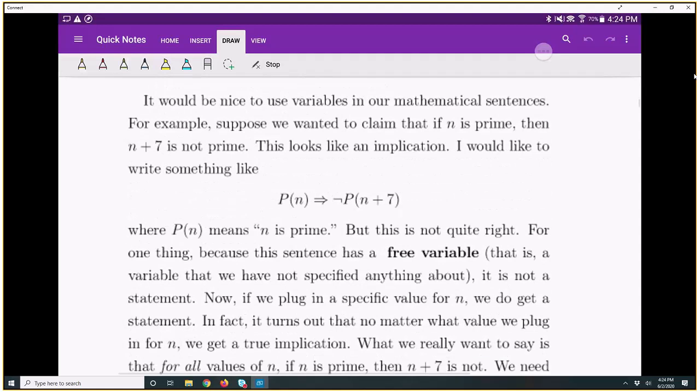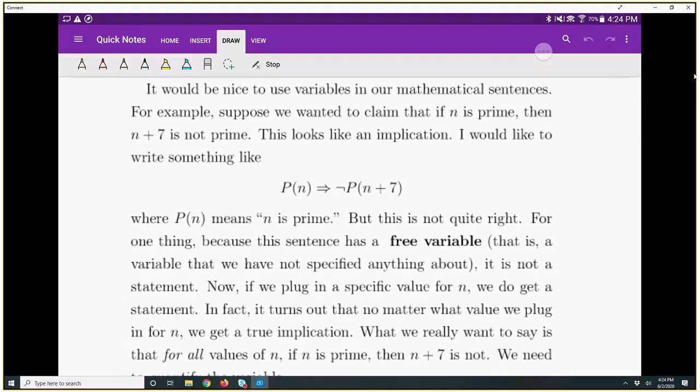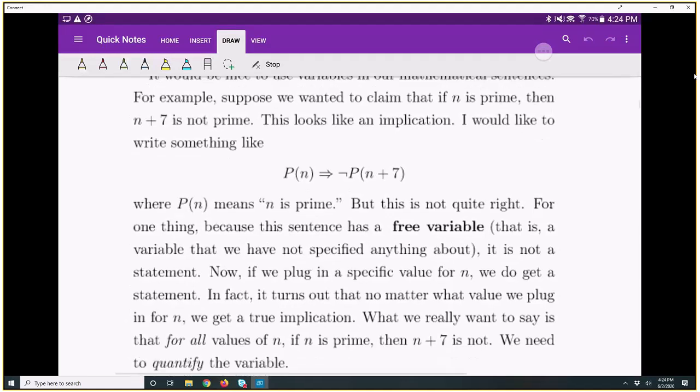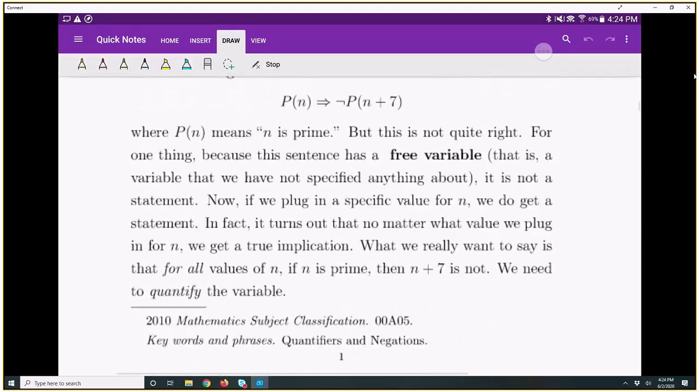It's nice if we can use variables in our mathematical sentences. For example, suppose we want to claim that if n is a prime, then n plus 7 is not prime. This looks like a conditional statement, an if-then statement. We might like to write that P(n) means n is a prime, and write P(n) implies not P(n+7). But this is not quite right because we haven't specified anything about n. So at this time, it would be what we call a free variable.